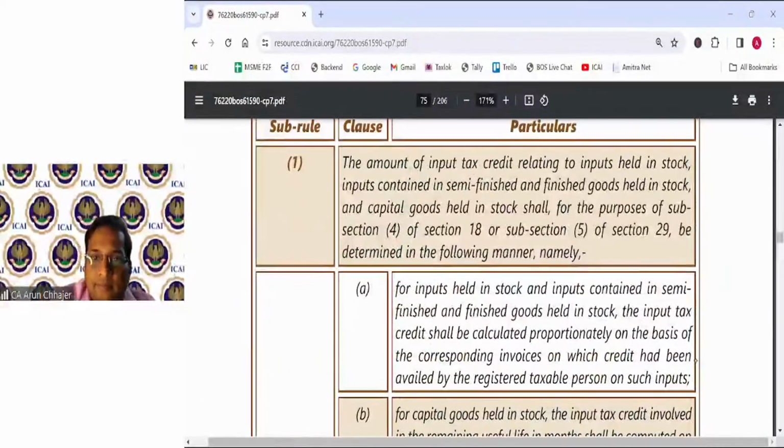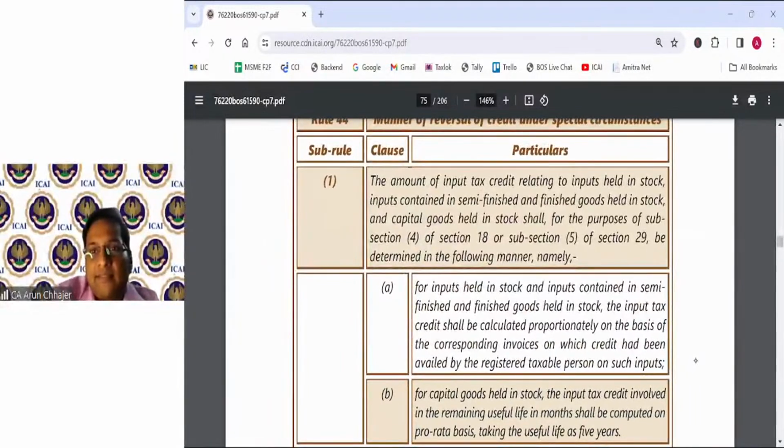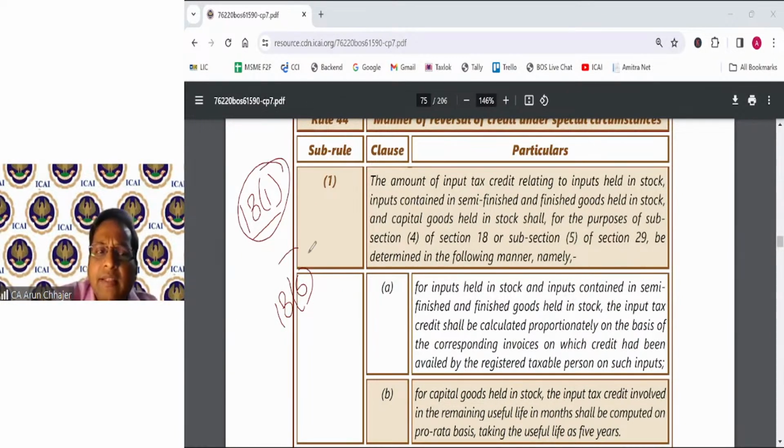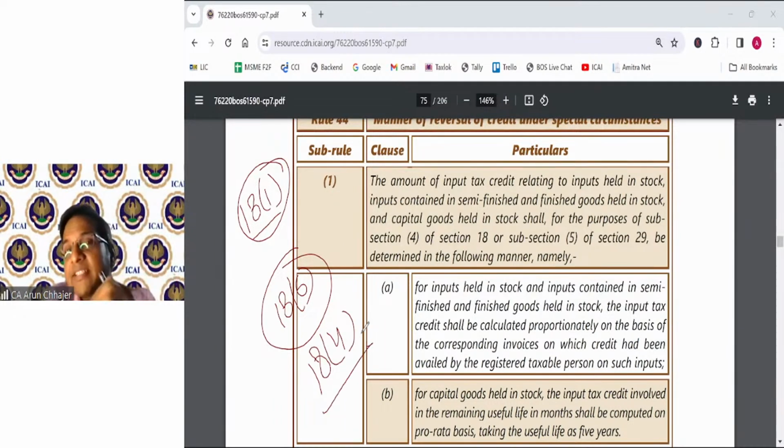See, basically in 18 subsection 1, we were talking about taking the ITC. In 18 subsection 6, we are basically paying the taxes. In this we are taking the ITC, and in 18.6 we are reversing the ITC to some extent. In 18.4, we are also reversing the ITC or paying the tax. And 29.5 is related to cancellation of registration.